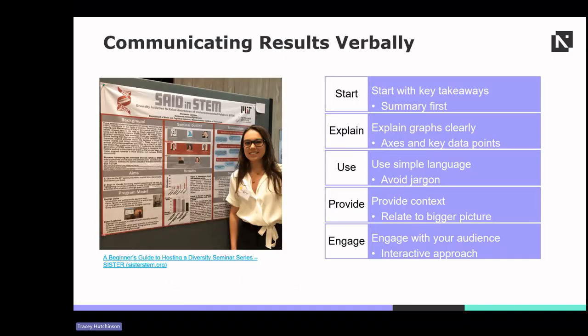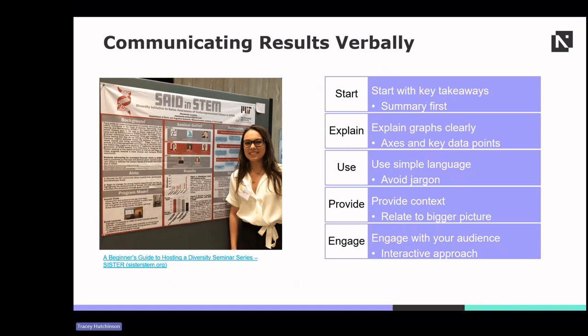When communicating results verbally, tailor your language to your audience's level of understanding. Use graphs to support your points, providing a visual aid that can clarify complex information and make your presentation more compelling. Let's explore tips for verbally presenting data graphs.